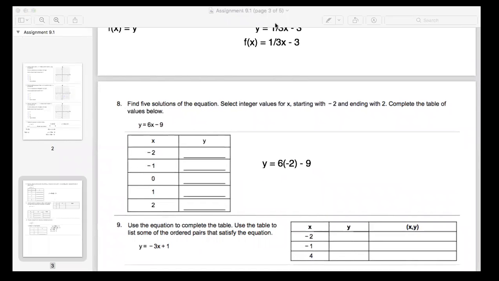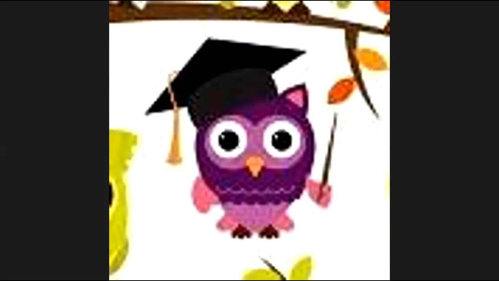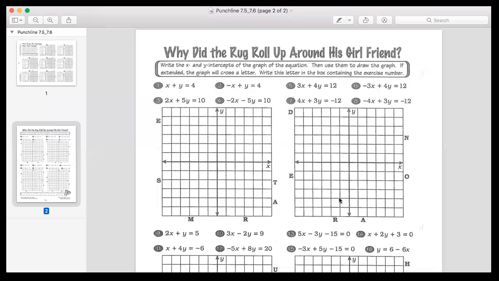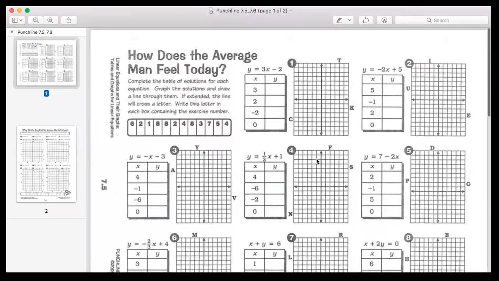Okay. The other assignment that you have for today is going to be graphing points. And it is the punchline 7.5 and 7.6. In the top one, 7.5, you are given the values for x. So you're going to substitute them in, solve for y, and then graph. Now remember, I don't really care about the solutions to the joke. I want to see your work.